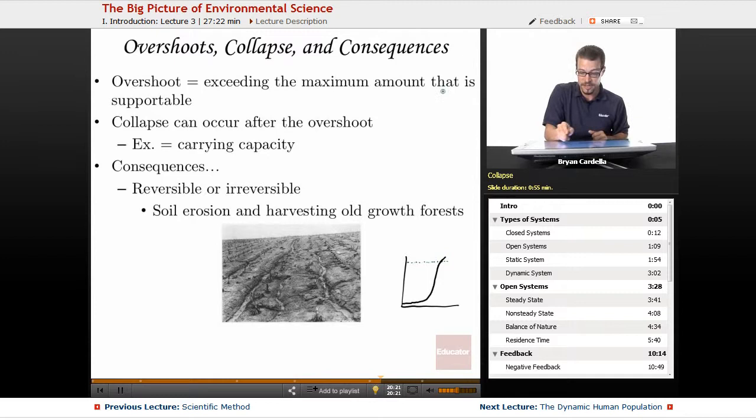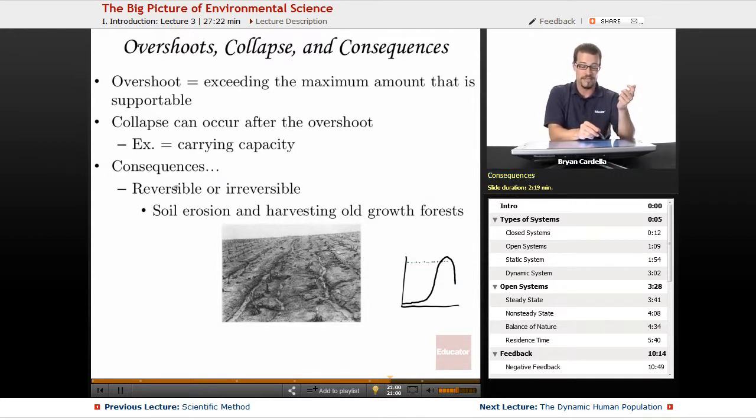The carrying capacity, like it says here, is the amount that is supportable, the amount of people that can be sustained by the environment and all the resources that are there. Well, collapse can occur after the overshoot. And like I said, the example is this carrying capacity. What typically is going to happen is, yeah, you can go past it, but soon thereafter, famine, disease, lack of resources, lack of space, destruction of parts of the environment that we rely on could lead to a major collapse, a major drop in the amount of individuals. And that's something that we have to consider in terms of sustainability.